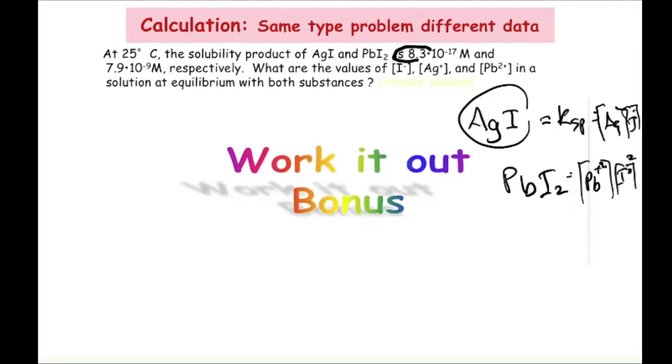Look at the equilibrium. It's 8.3 times 10 to the minus 17 for silver, and it's only 7.9 times 10 to the minus 9 for lead. So you can see that the silver contribution to iodine is so much smaller compared to the lead contribution to iodine. So use that and what you know about what we've talked about so far to solve this problem. It's an extra point bonus if you can solve it, and it's basically just a math problem.